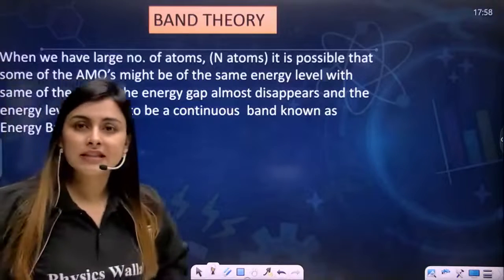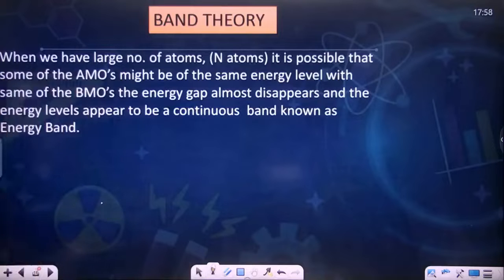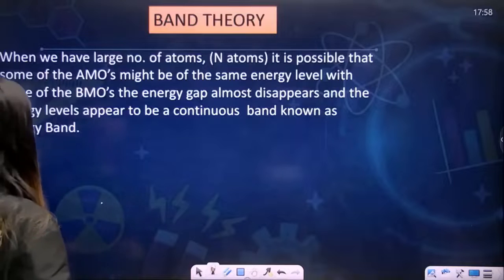Now, what band theory says, try to understand this. When we have a large number of atoms, it is possible that some of the AMOs might be in the same energy level as some of the BMOs. The energy gap almost disappears and the energy levels appear to be a continuous band known as energy band.